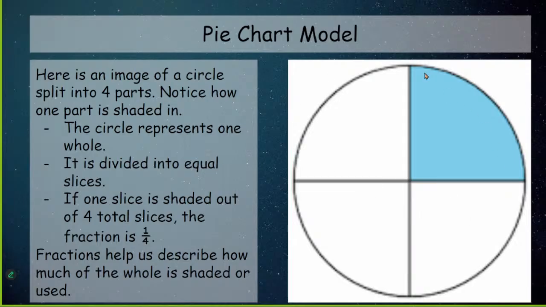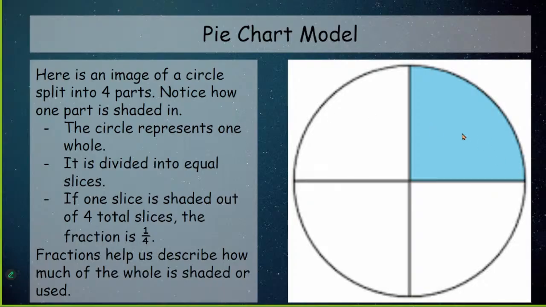So let's think of it as a pizza. If this is a pizza, it's divided into 4 slices. If one slice of it is shaded out, you see one out of the 4 is shaded. The fraction is 1 over 4. Fractions help us describe how much of the whole is shaded or used.